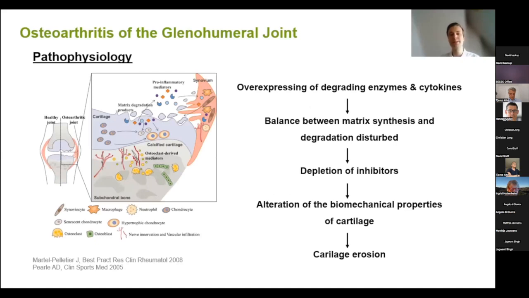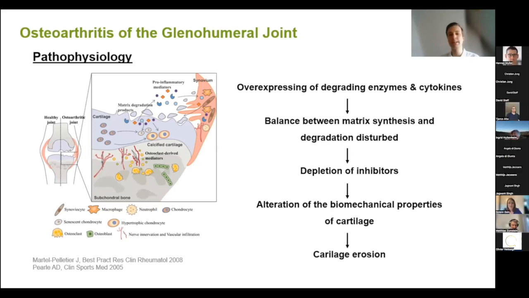The pathophysiology of primary OA in synovial joints is complex and not fully understood. The compressive and tensile properties of cartilage are mainly attributed to the extracellular matrix. In OA, the dynamic remodeling process to maintain a homeostatic balance between matrix synthesis and degradation is disturbed by an overexpression of degrading inflammatory enzymes and cytokines. As a result, a depletion of inhibitors occurs, and the biomechanical properties of cartilage alter and eventually fail. Minor damage progresses from the surface to deeper layers, resulting in larger eroded zones over time.